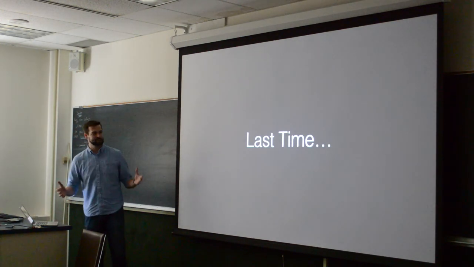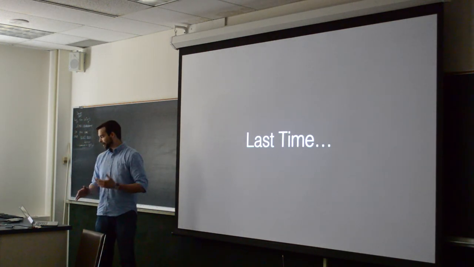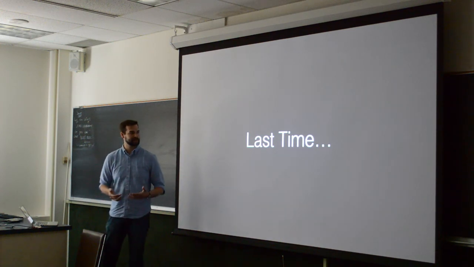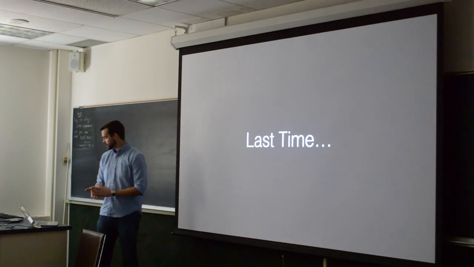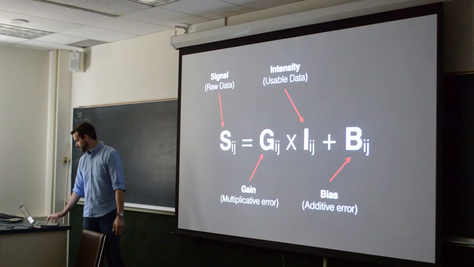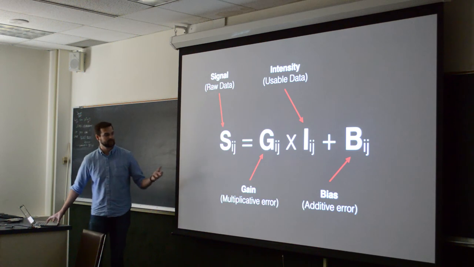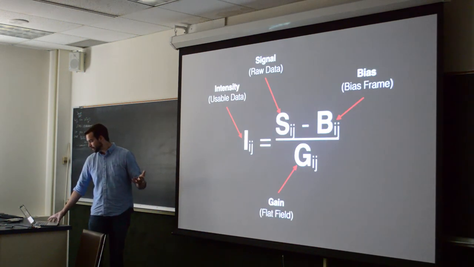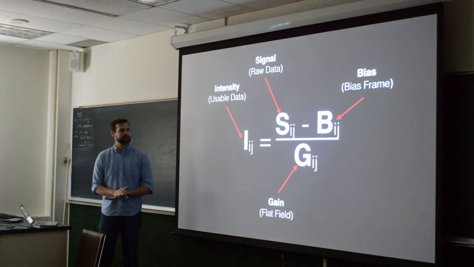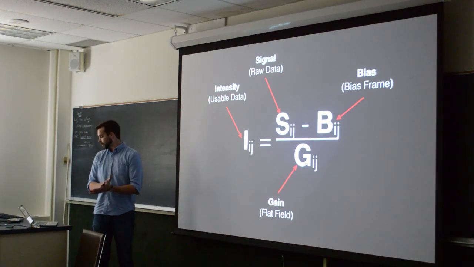Okay, so that's kind of the big picture of the research. So now I want to talk about the science behind the science, what I've been actually working on for the last few months. So just a quick recap. Last time I talked about reducing DCT data using this equation, solving for I to get the usable data, and we treat the images like an array of numbers.